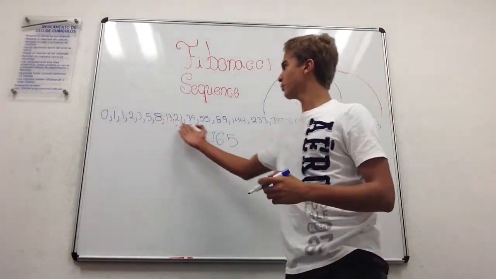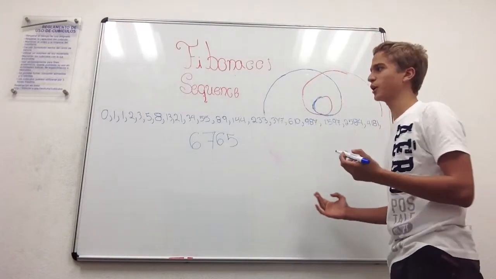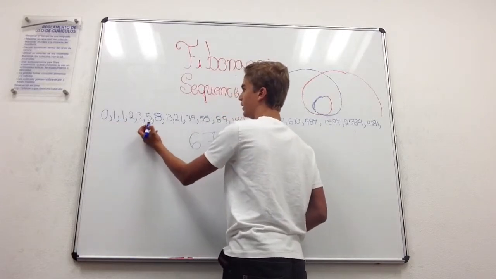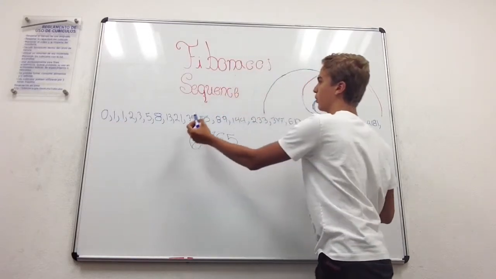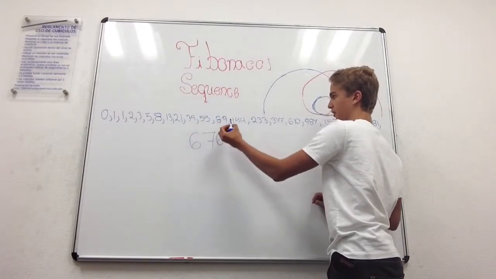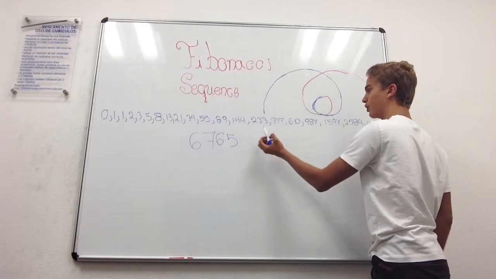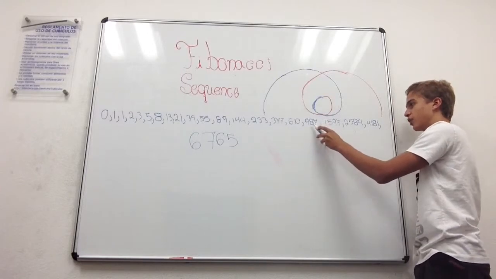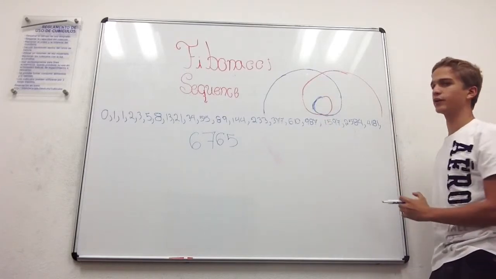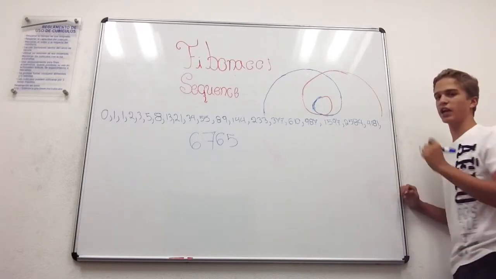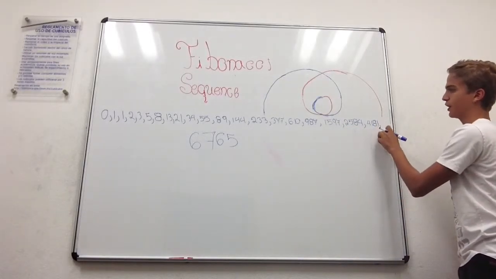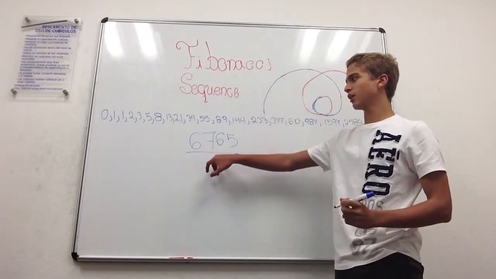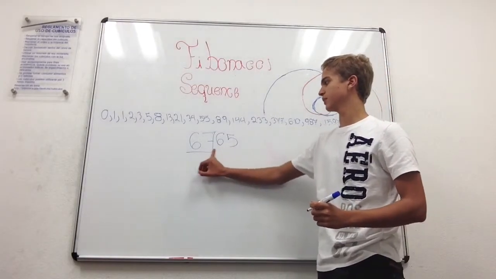So these are the first 20 numbers of the Fibonacci sequence, which are 0, 1, 1, 2, 3, 5, 8, 13, 21, 34, 55, 89, 144, 233, 377, 610, 987, 1597, 2584, 4181, and the 20th number is 6765.